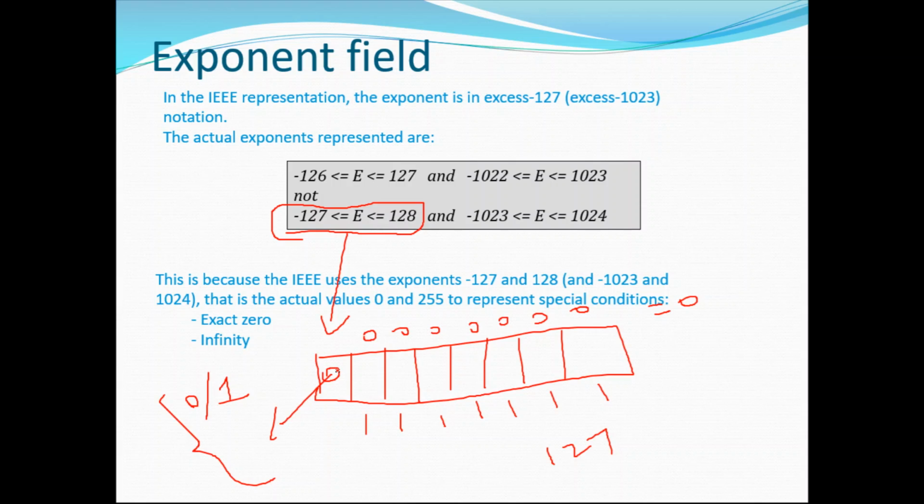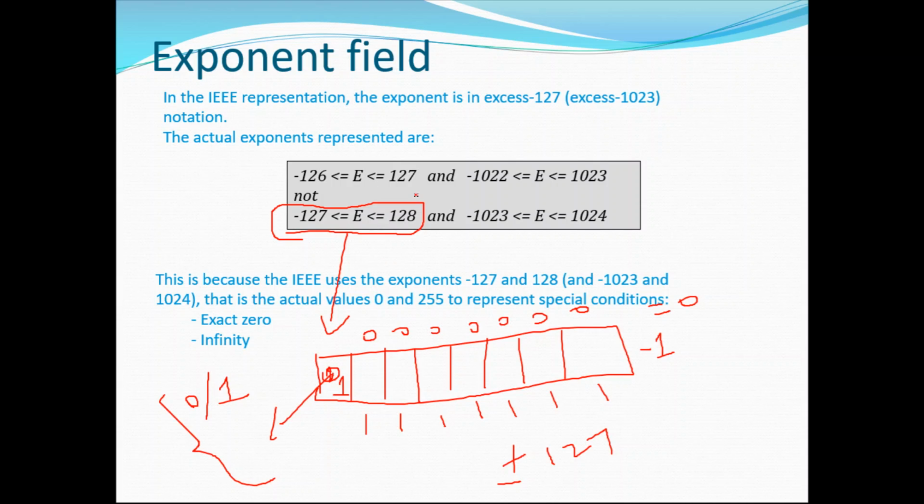If this is zero, then it is going from 0 to plus 127, right? If it is 1, then it is going from minus 1, because 0 we have already represented, to minus 127. That is also fine.